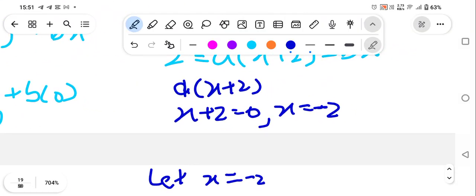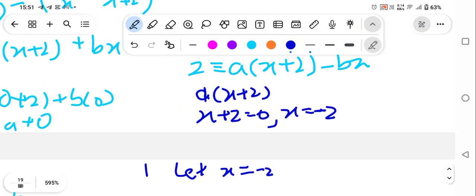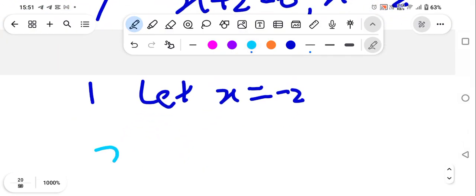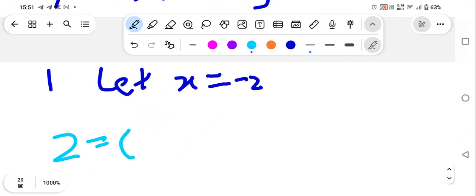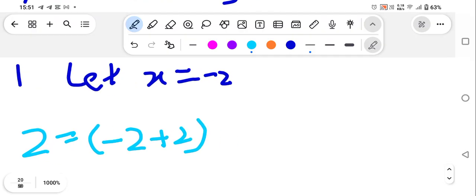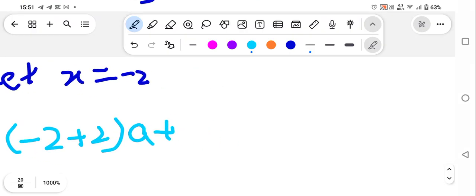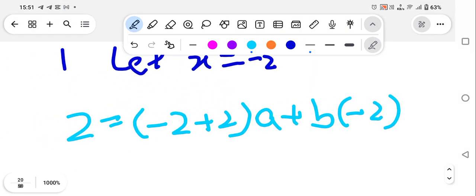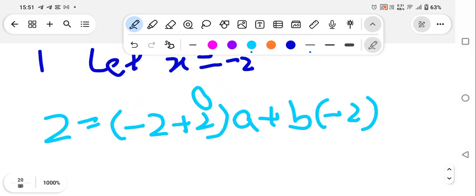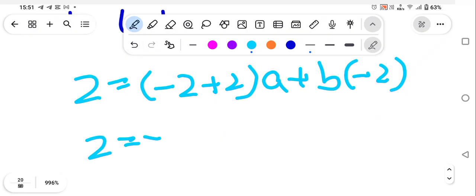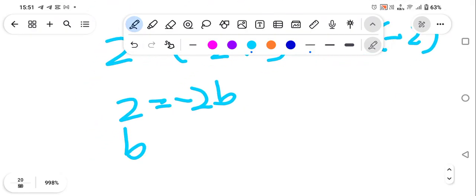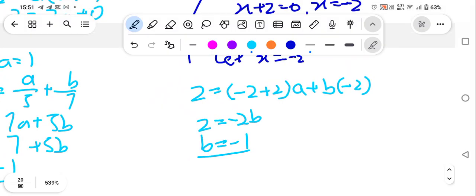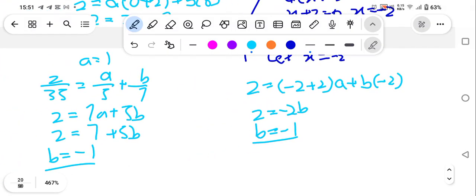So we're going to substitute into here. So we have 2 equals -2 plus 2a plus b times -2. So this is equal to 0. This will be 0, and we have 2 equals -2b, thus b equals -1. So as you can see, we did the same thing. It's the same thing over here.